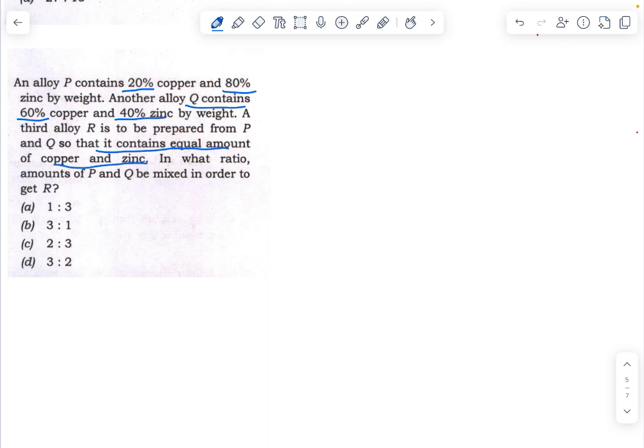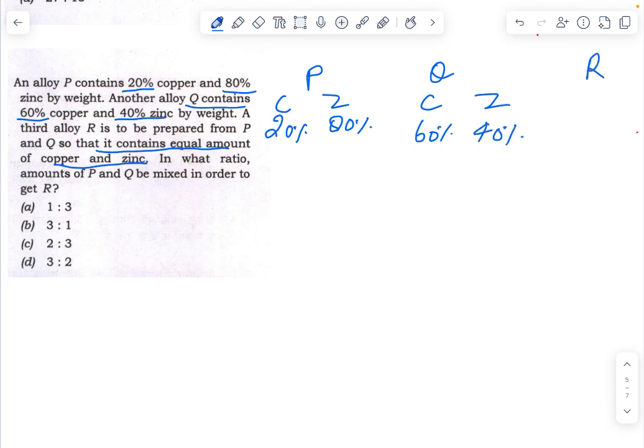So just write what has been given. Alloy P contains copper and zinc 20%, 80%. Alloy Q contains copper and zinc 60% and 40% respectively. We have to prepare alloy R by mixing both P and Q, which contains equal amount of copper and zinc. That has to be 50-50% copper and zinc.